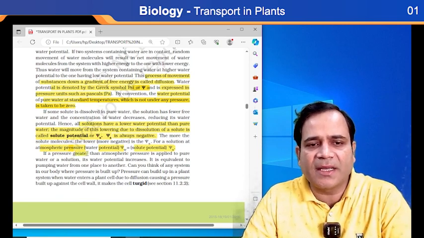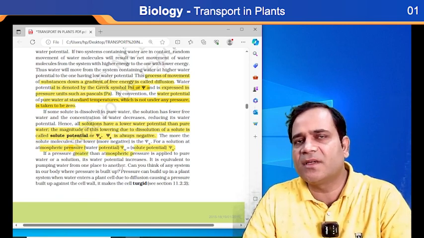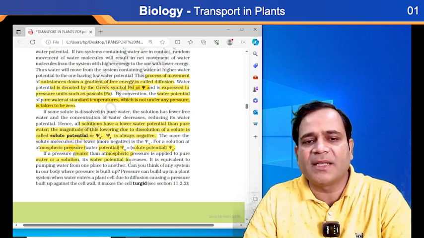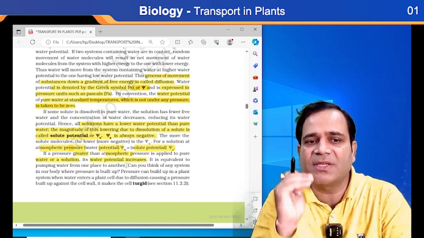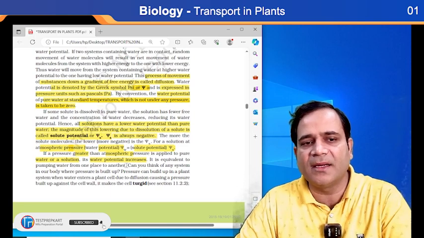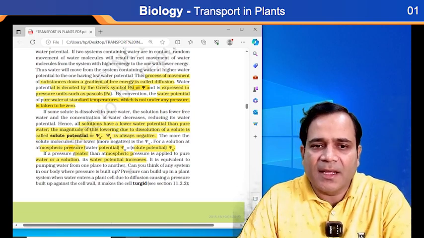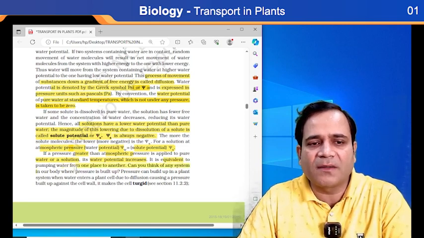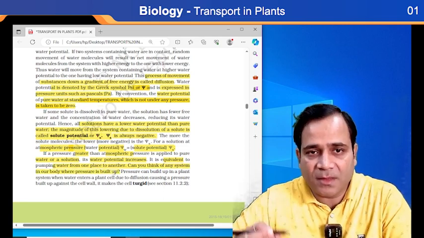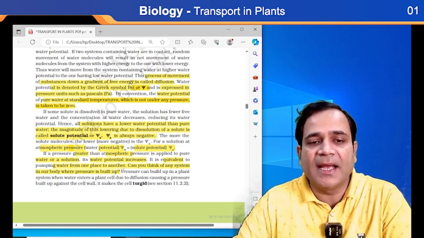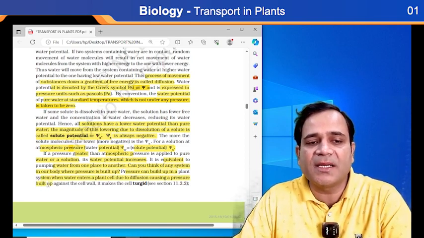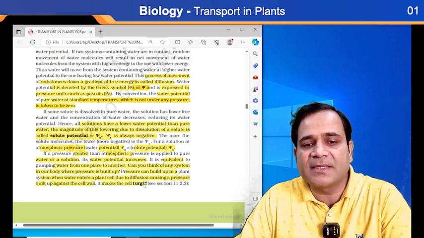And this pressure is what? Greater than atmospheric pressure. Whenever a pressure greater than atmospheric pressure is applied to your pure water solution, its water potential increases. See what I'm saying? If a pressure greater than atmospheric pressure is applied to pure water, my dear, then its water potential must increase. It is equivalent to pumping water from one place to another. So this you know. In our body, pressure is built up with the help of the blood vessels, and pressure can build up in a plant system when water enters into the cell by diffusion, causing pressure up against the cell wall. It makes the cell turgid.